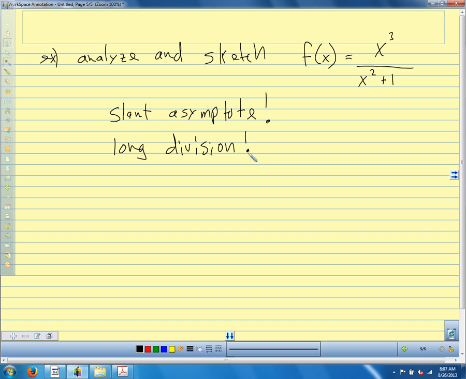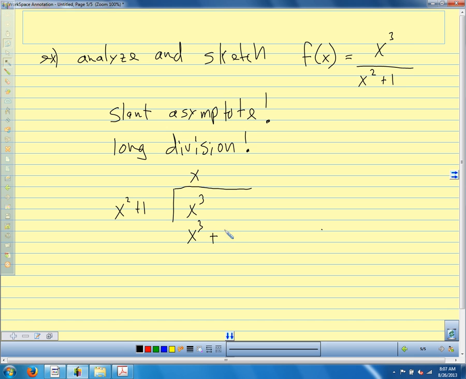So do we remember how to do long division? I'm going to put x squared plus 1 out here and x cubed in here and put my division sign here. It's just like long division of numbers. Do you remember how to do that? Most of my pre-calc students have a hard time remembering that one. Then we say, how many times does x squared go into x cubed? x, and then we multiply.